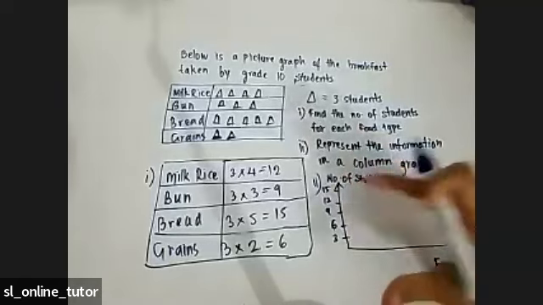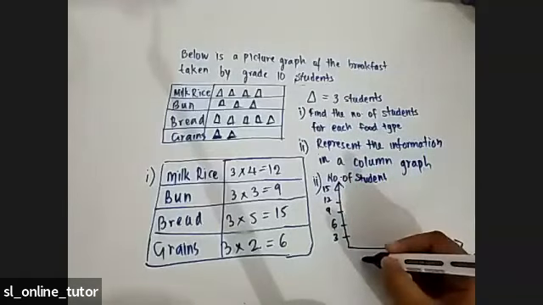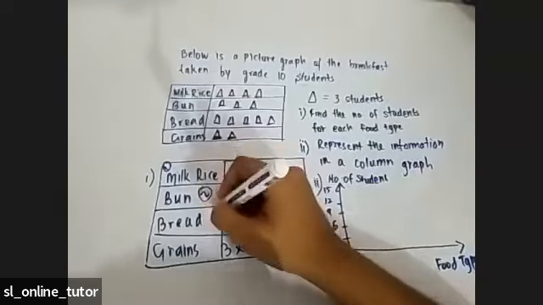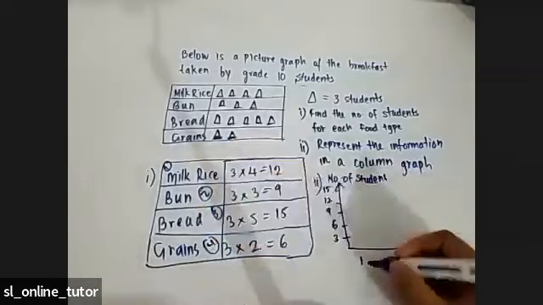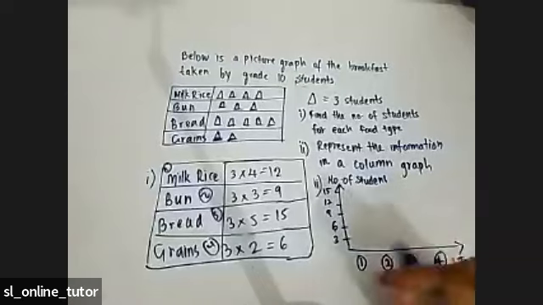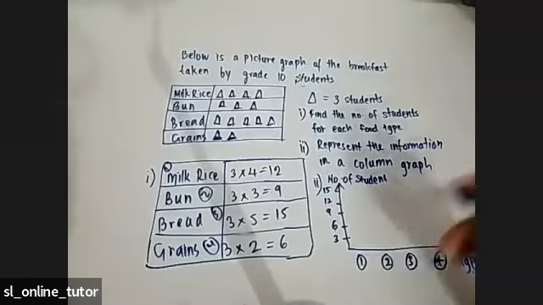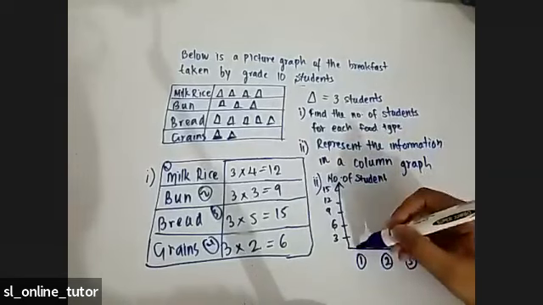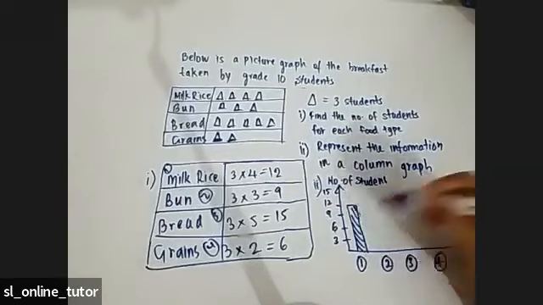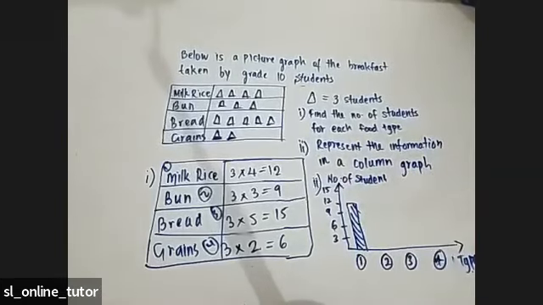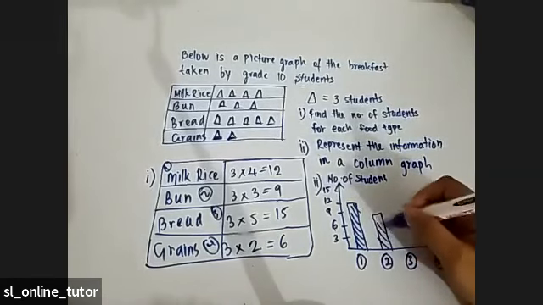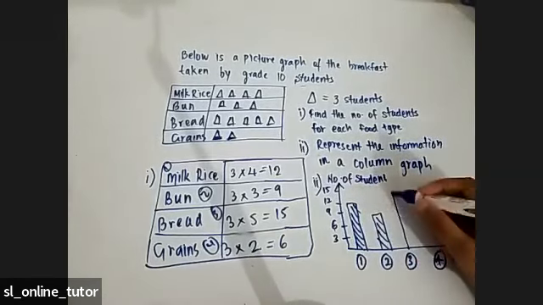Please take enough space, okay? For type of food I can take milk rice. Rather than writing, let me put numbers 1, 2, 3, 4. You all can write down. Take enough space and write down. Milk rice is 12, so I can take my column graph up to this point. This is how you denote it. Bun, there are 9, so I take it up to this point. Then bread, 15, up to the top.